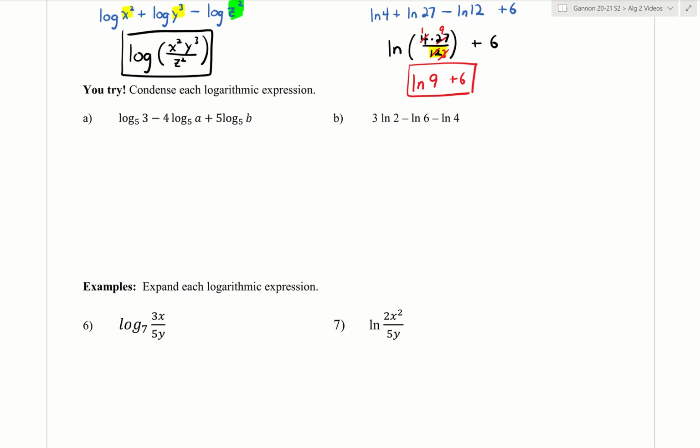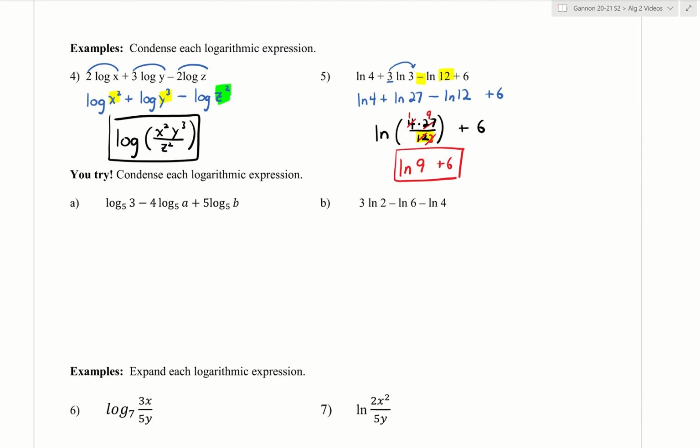All right, guys, again, what I would do is try the U-try on your own. I'm not going to do them in the video, but you can always go back and look at the filled out notes on the website and compare your answers. All right. So those are the examples that we just did before. Those were condensing logarithmic expressions.